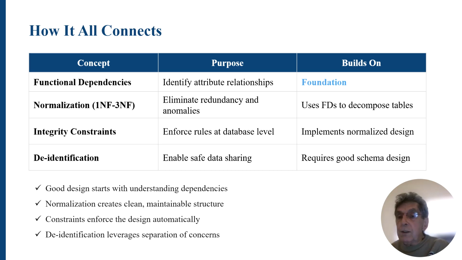De-identification leverages all of this. A well-normalized database with clear separation between identifier and clinical tables is easy to de-identify. Create a view that excludes the identifier tables, apply safe harbor rules to remaining fields, and you have de-identified data ready for research use. Compare this to a denormalized mess where patient name, social security number, and diagnosis are all in one table, repeated across thousands of rows. De-identification requires finding and scrubbing identifiers throughout the data with a high risk of missing something. Good design isn't just about preventing anomalies, it's about enabling safe, compliant data use.